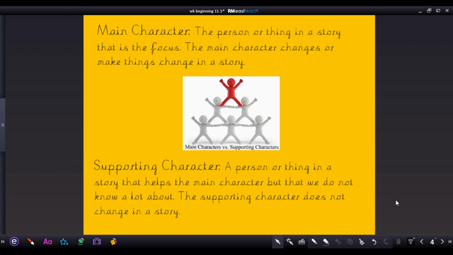I wonder who the main character was in our story. Who changed the most? There are also a lot of different supporting characters in our story. A supporting character is a person or a thing in a story that helps the main character, but that we don't know very much about. The supporting character does not change in our story. In Don't Kick Up a Fuss, Gus, Mom and Dad are supporting characters.